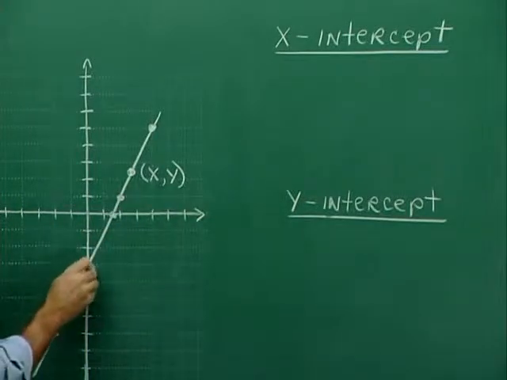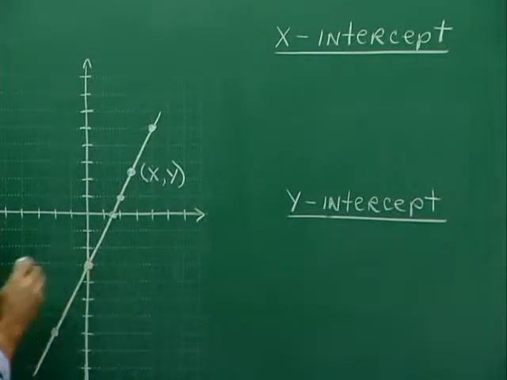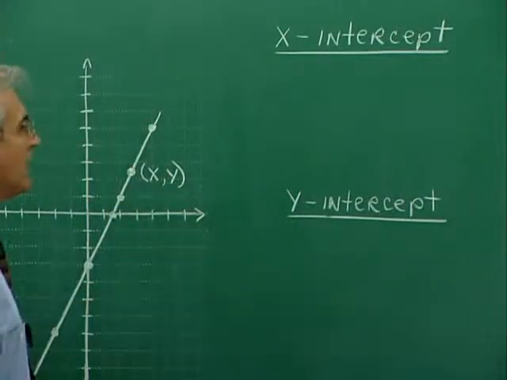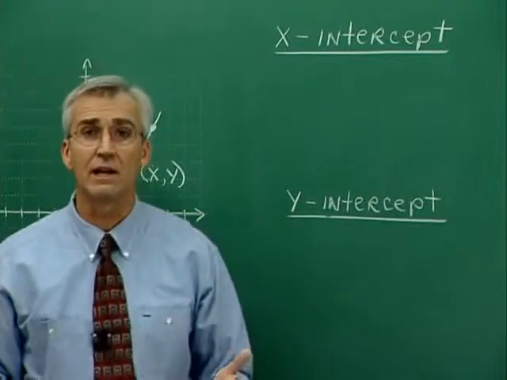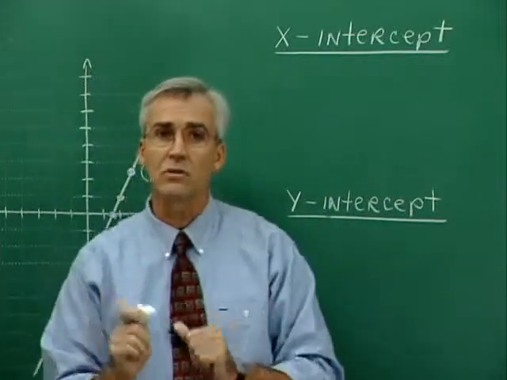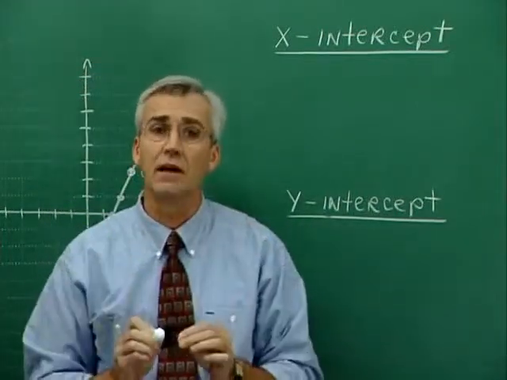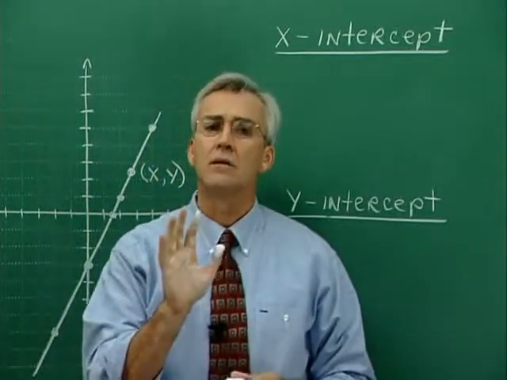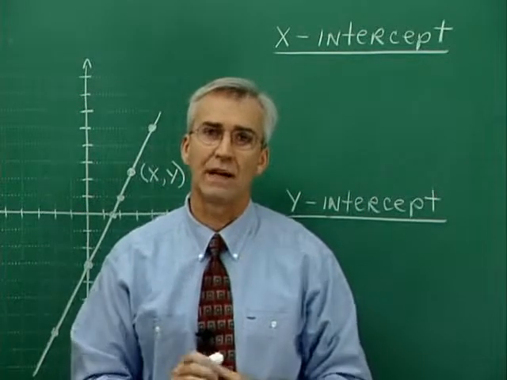The y-intercept is exactly right here. It's at negative 3. Now, a lot of times we want to use x and y intercepts in the construction of the graph. That is, we want to calculate the x and y intercepts and actually plot them as a couple of points on the graph. Now, let me tell you conceptually how that's accomplished.